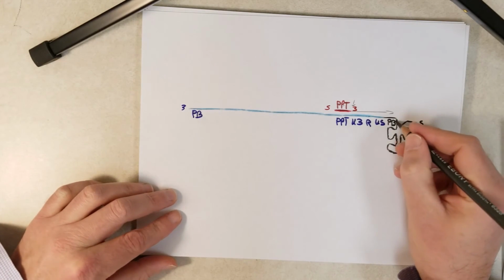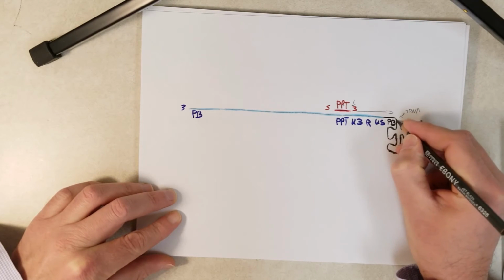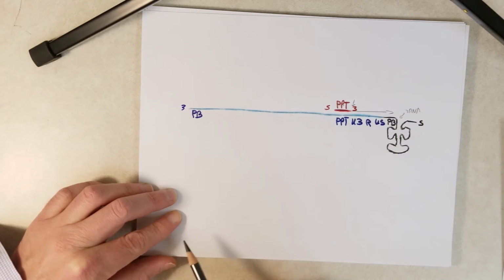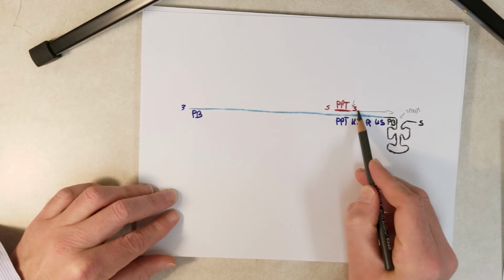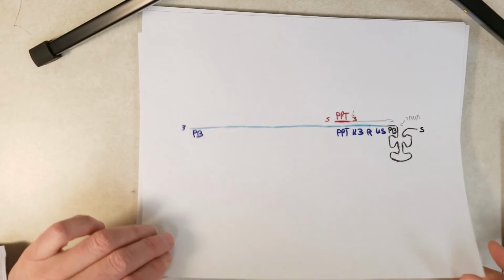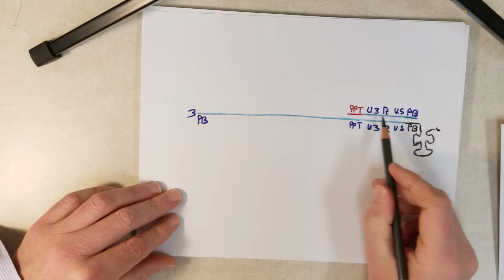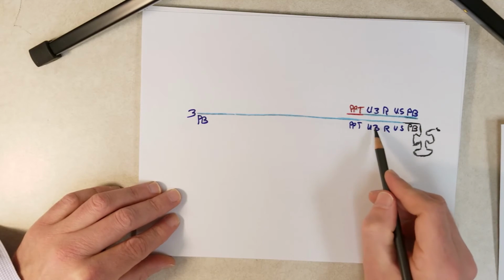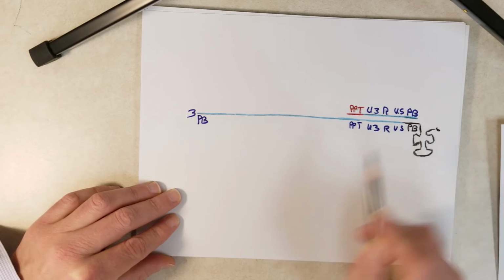Keep in mind that even though this is in black, this is a tRNA. So these are RNA nucleotides. The blue is the DNA nucleotides. So reverse transcriptase is going to use this 3' end to synthesize this way. And what we end up with is something like this. So now we've copied the U3, the R, the U5, and the PB region right here.